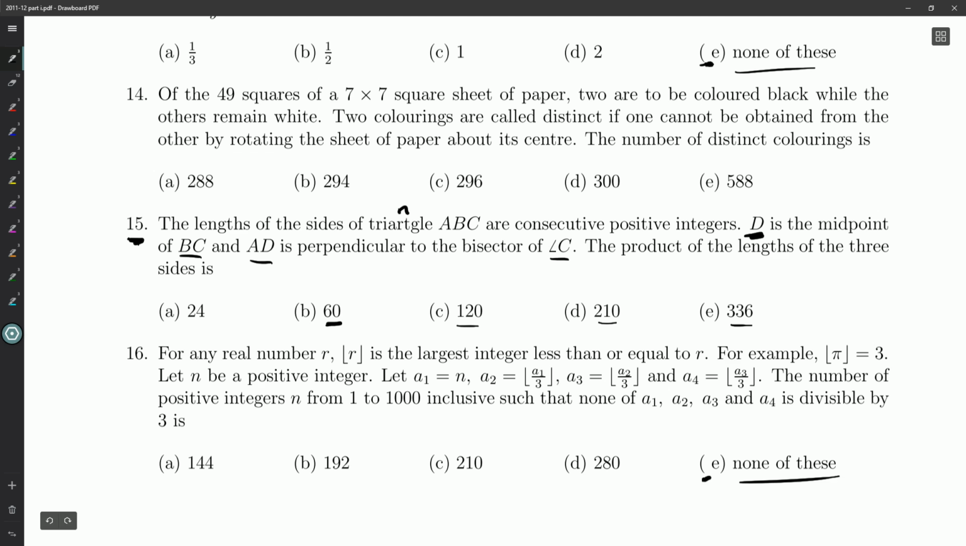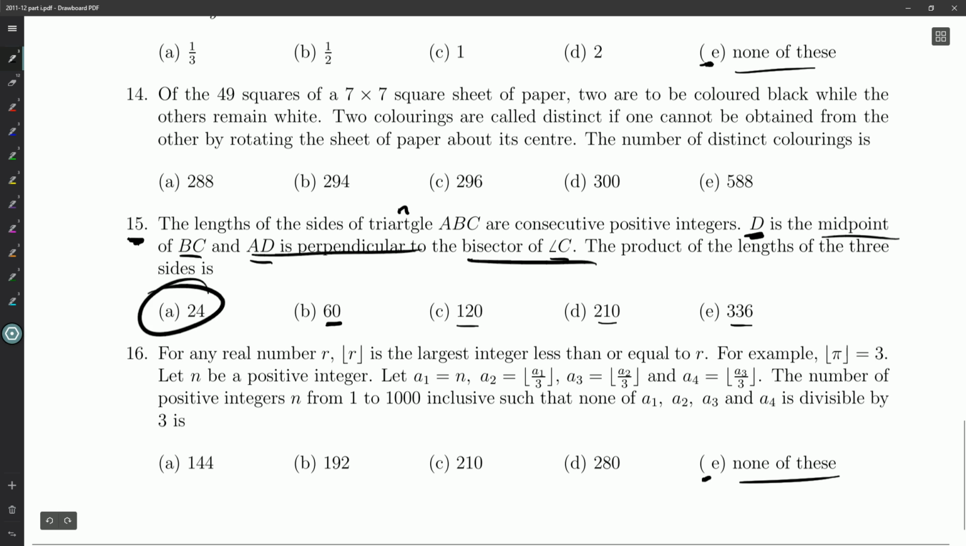I mean, the midpoint stuff was quite nice. It gave us a quick little relationship. But it was really this perpendicular also being the bisector, giving you an isosceles triangle, giving you 2 congruent triangles, that, I think, was the biggest help there. We see A is our answer.